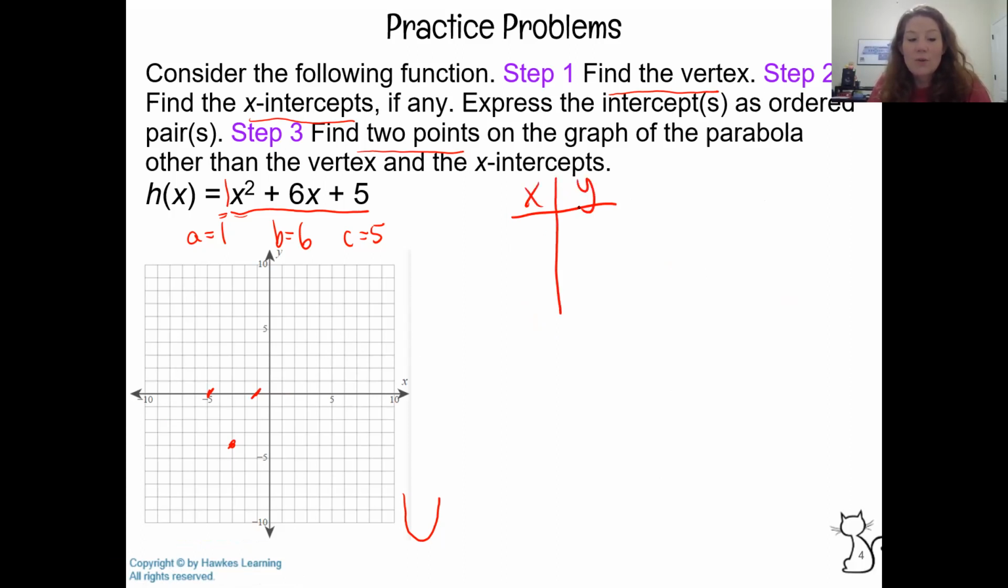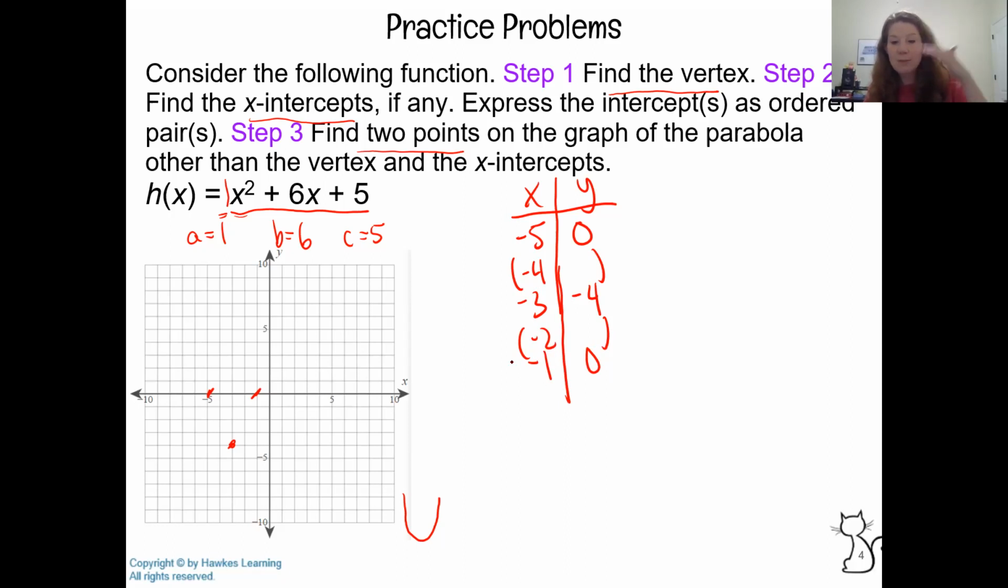All right, so we know that when x is negative 5, y is 0. We know when x is negative 3, y is negative 4. And we know when x is negative 1, y is 0. So we want to probably use these 2 points that come between there. Well, that means that we want to know what y is when x is negative 4 and when x is negative 2. So we just found the 2 numbers that are right between the numbers that we already have.